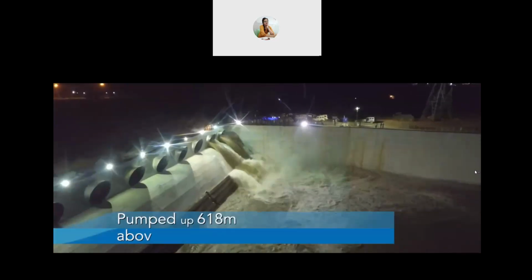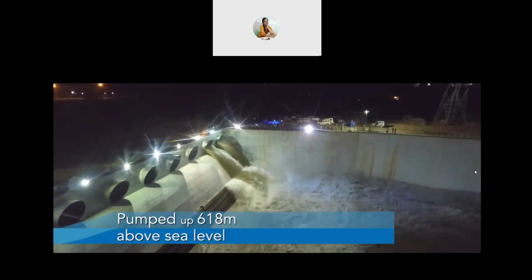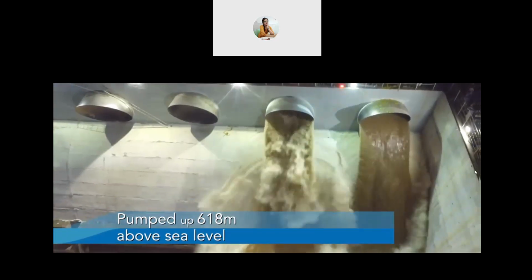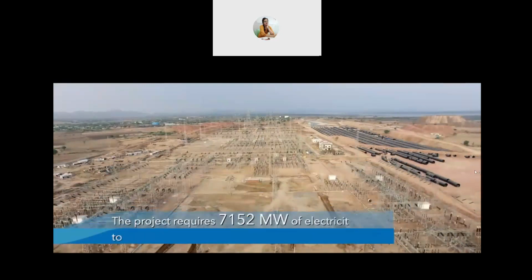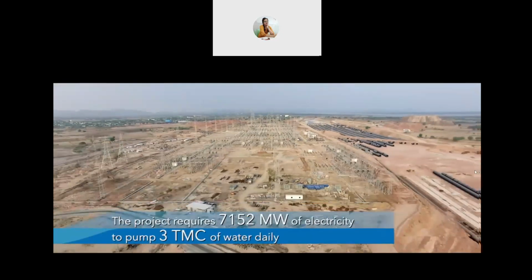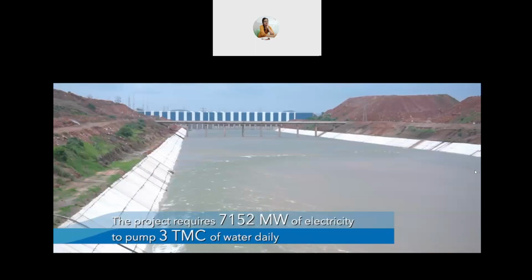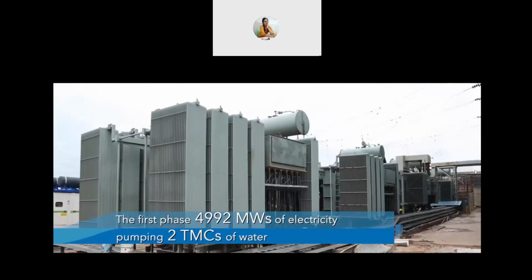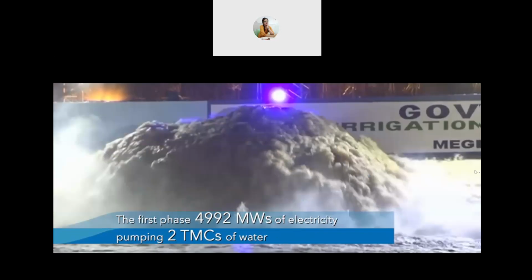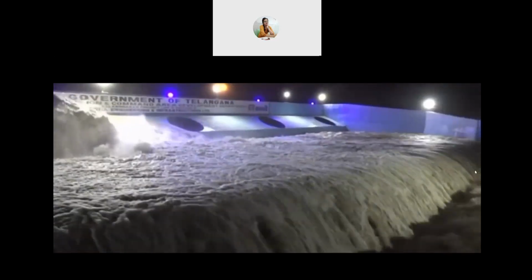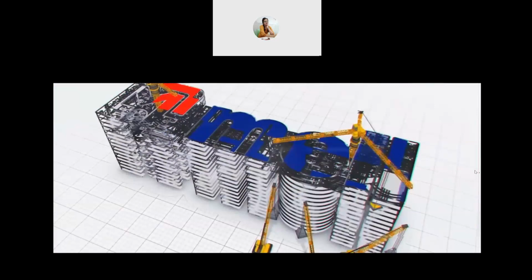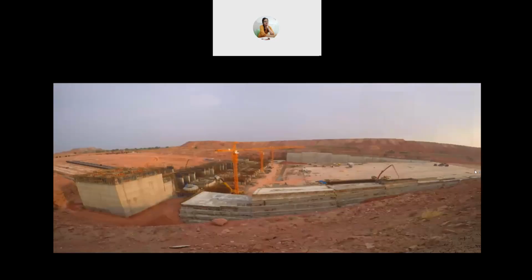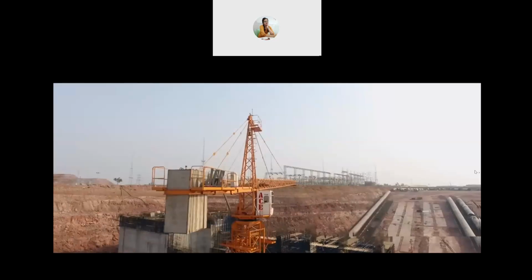And ultimately, it will be pumped up 618 meters above sea level. The project requires 7,152 megawatts of electricity to pump 3 TMC of water daily. In the first phase, 4,992 megawatts of electricity will be used for pumping 2 TMCs of water. Megha Engineering and Infrastructure Limited, MEIL, India's leading infrastructure company, has completed the construction of the major components of the project, which is looked upon as an engineering marvel.